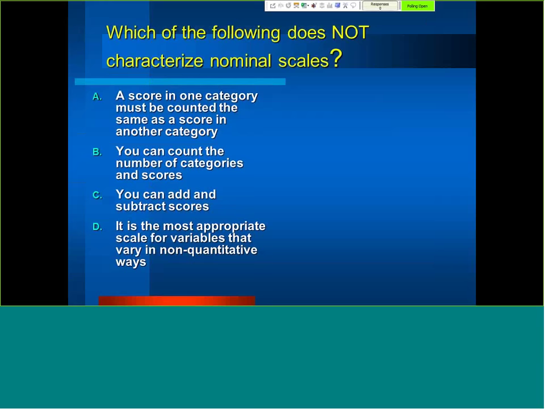So the first question we have for you today is, which of the following does not characterize nominal scales? Is it A, a score in one category must be counted the same as a score in another category? B, you can count the number of categories and scores? C, you can add and subtract the scores? And D, it is the most appropriate scale for variables that vary in non-quantitative ways. So choose your answer now, please.